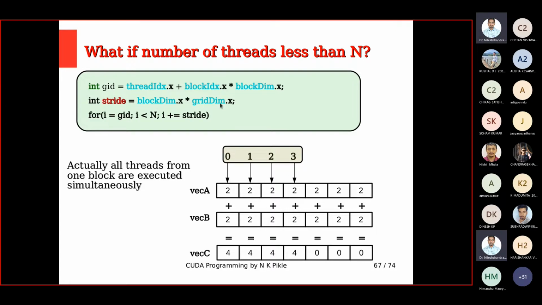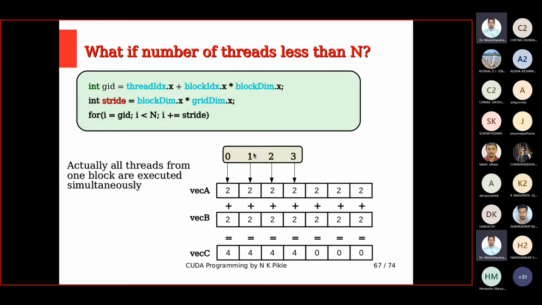Once thread 0 completes the operation A of 0 plus B of 0, it will jump to the next computation, that is A of 4 plus B of 4. So from 0 to 4, how did it get there? Based on the number of threads. How many threads are there? 4 threads. So that is the stride. And how are we going to calculate this stride? Using block dim.x multiplied by grid dim.x.